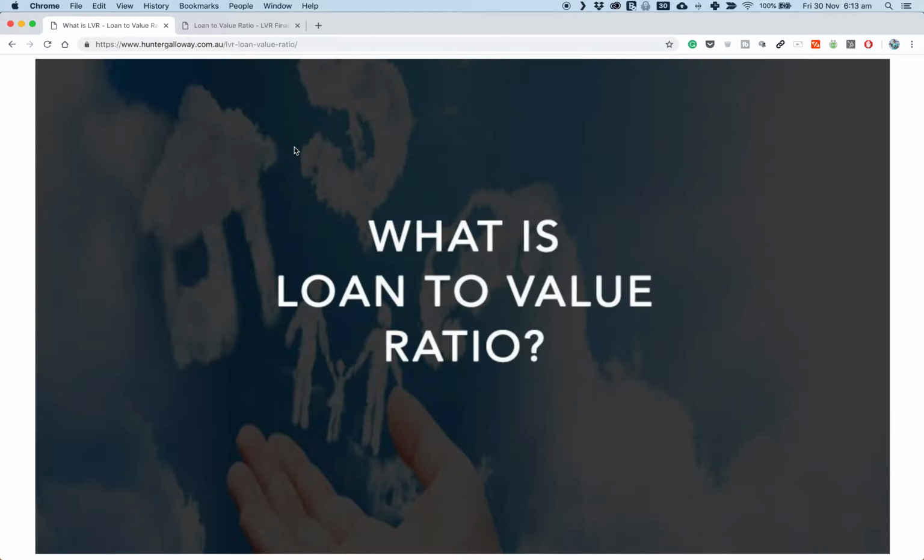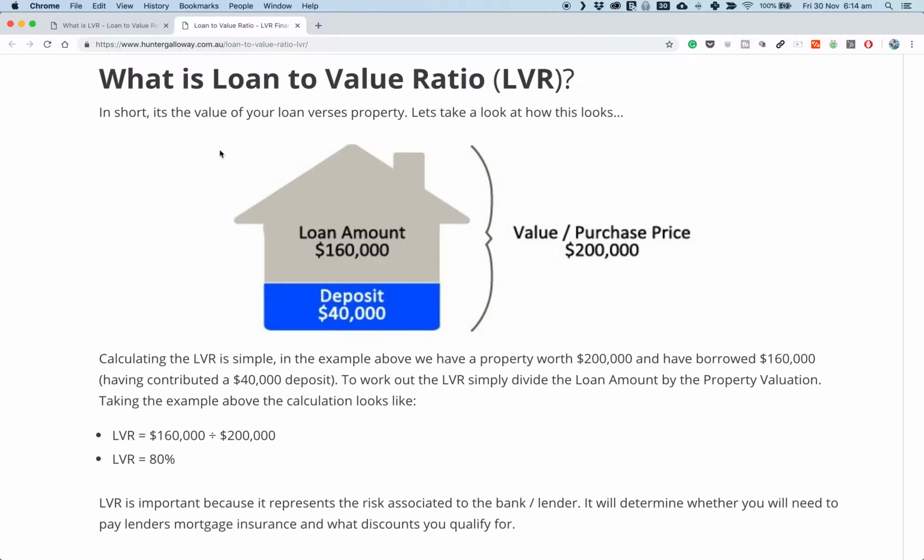So the LVR is the amount you're borrowing represented as a percentage of the value of the property that is being used as security for the loan. In other words, the property you're buying or the property that you're refinancing. Lenders and brokers place a massive emphasis on LVR when assessing your loan application because it's a way to look at risk. And so the lower the LVR, the lower the risk to the bank because you're putting in much more deposit really. But how is LVR calculated?